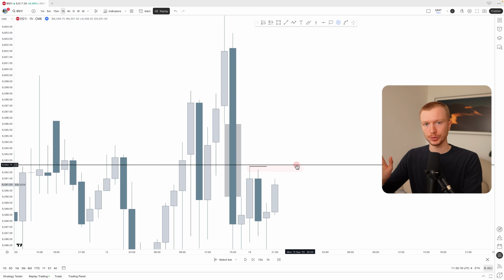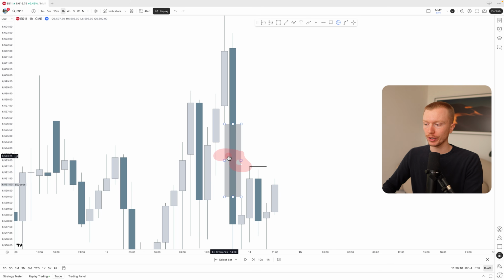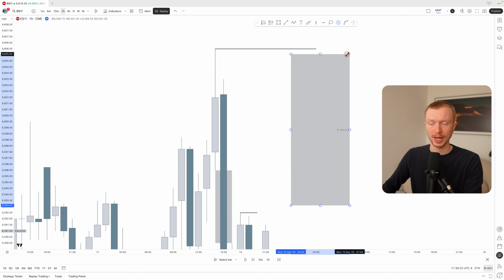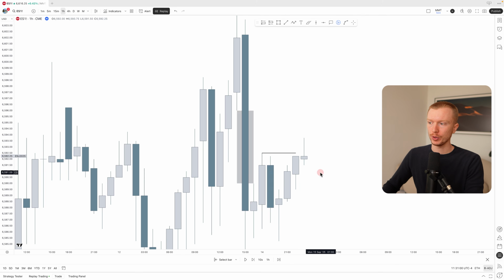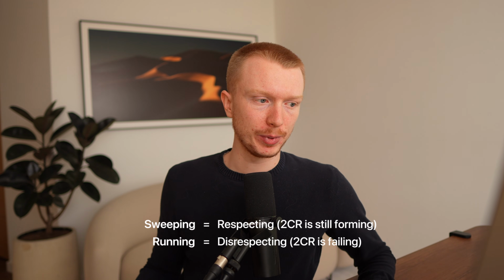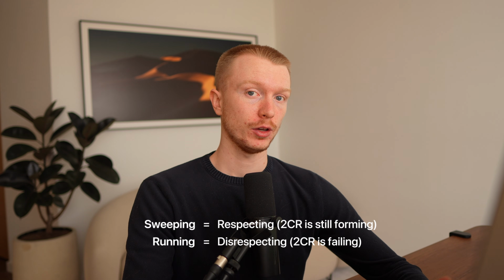And once we start running the rejection high, we are disrespecting the fair value gap. So this right here is where I want to get involved towards the next swing high. How do we know if we are running this swing high? Well, again, what is running? What is sweeping? When we are respecting a PDA. So a swing high is also a PDA, right?